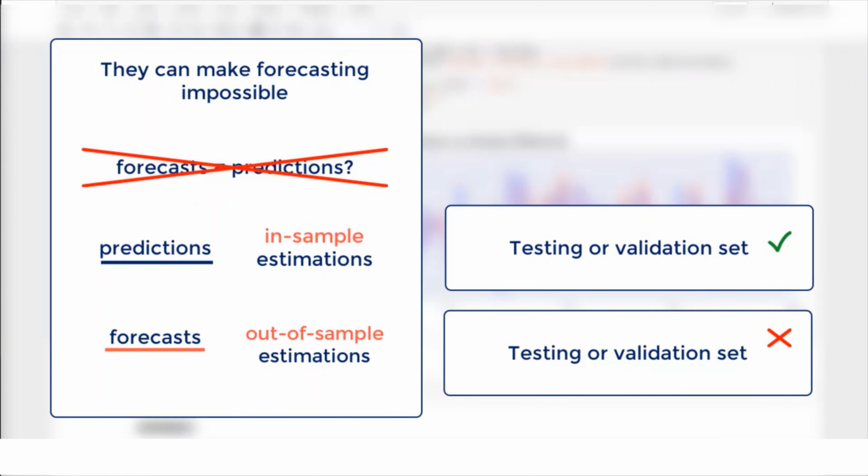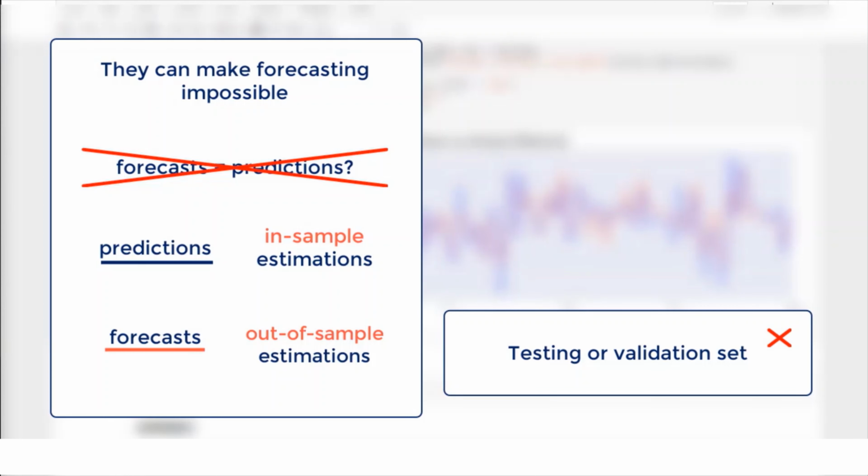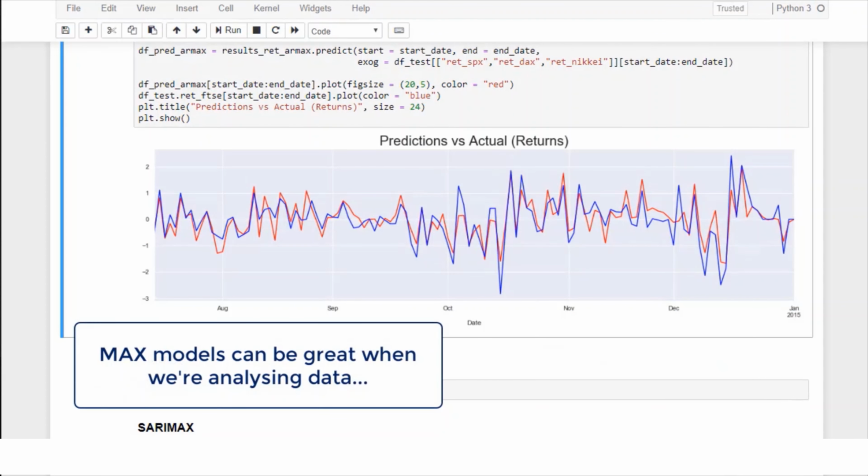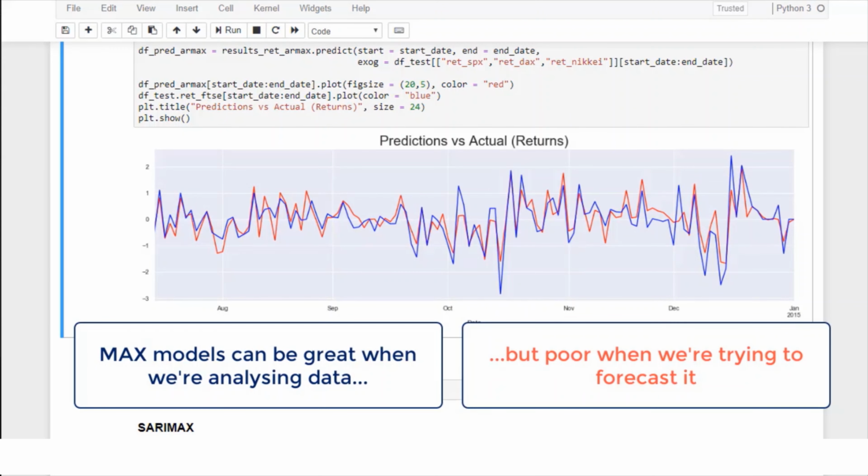In our case, we make fantastic predictions about FTSE returns using S&P, DAX, and Nikkei returns. However, we don't know what the values of each will be in the future, so we can't make accurate forecasts based on that. Now you see why max models can be great when we're analyzing data, but poor when we're trying to forecast it.